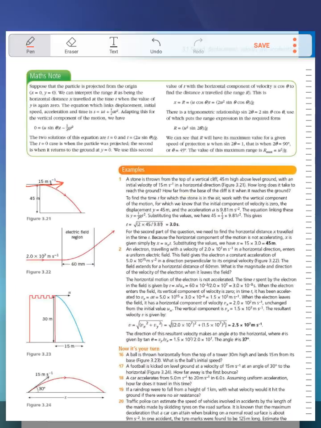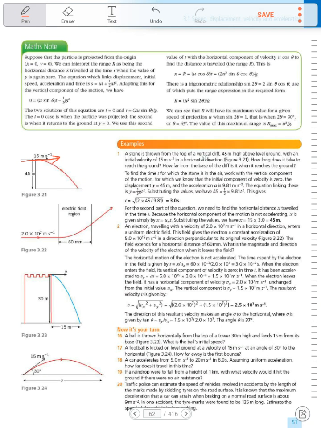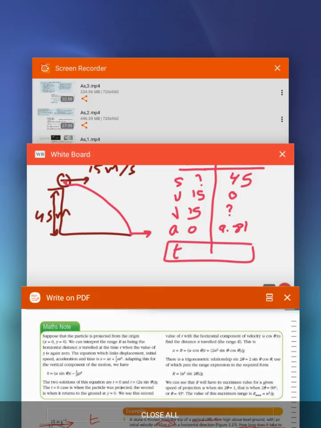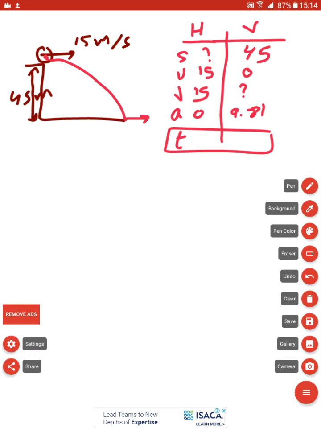Back to our question again. A stone is thrown from the top of a vertical cliff 45-meter height above a level ground with an initial velocity of 15 meters per second in the horizontal direction. How long does it take to reach the ground? So we are asked to find the time. How far from the base of the cliff when it reaches the ground? So we are asked to find this distance on the x-axis. Now, let's try to find the time and the distance.